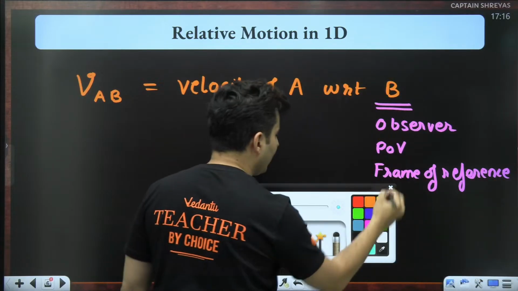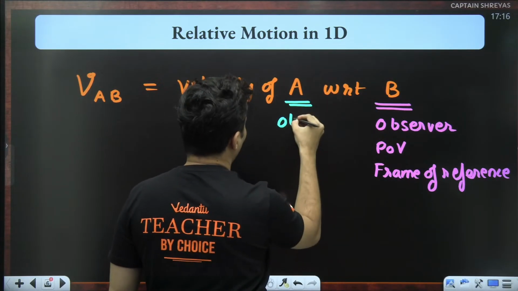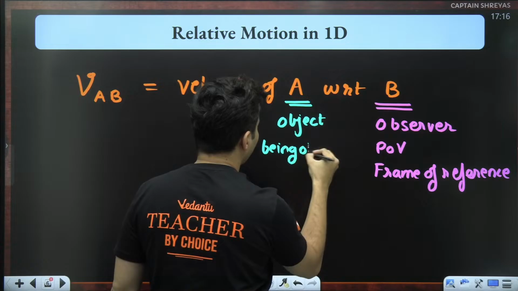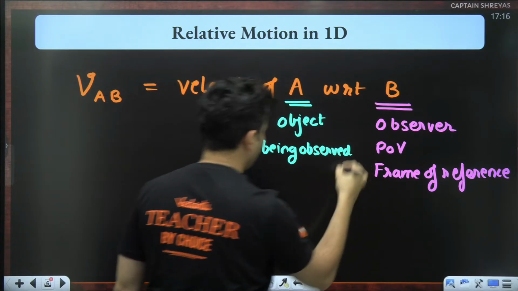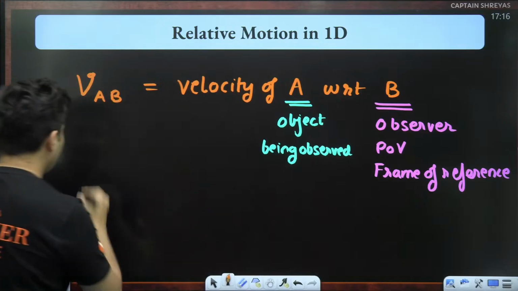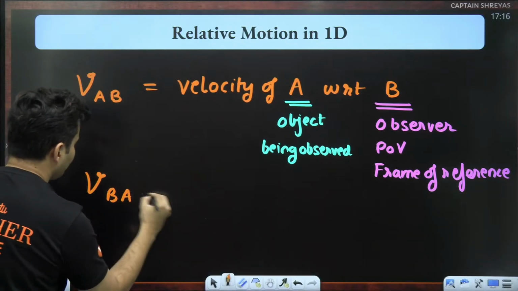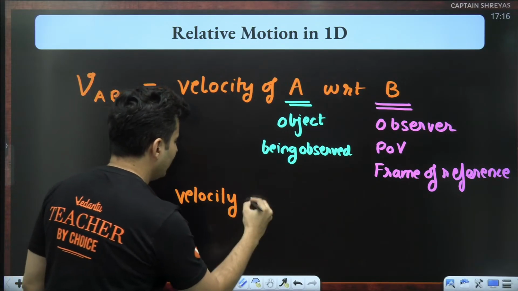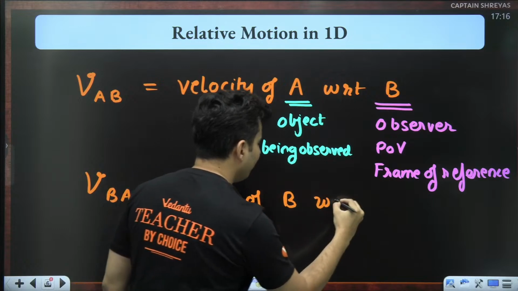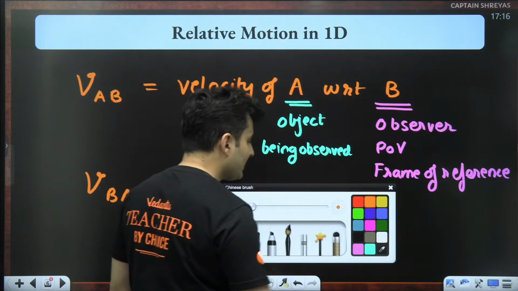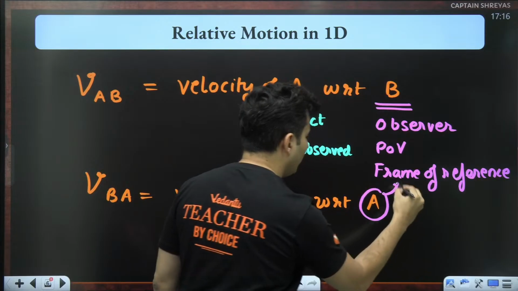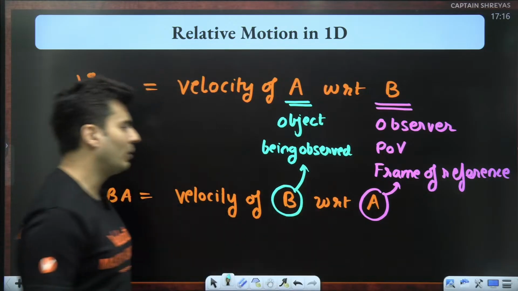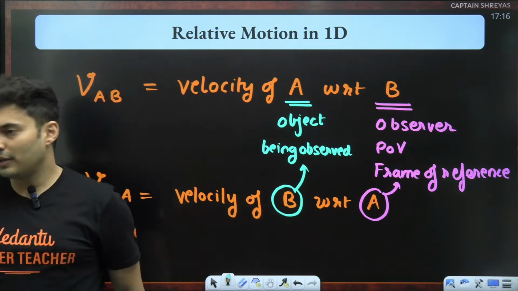This A is the object being observed, that is being observed by the observer. So naturally, if I put VBA, it is the velocity of B with respect to A. In this case, A becomes the point of view or the frame of reference, and B becomes the observed quantity.